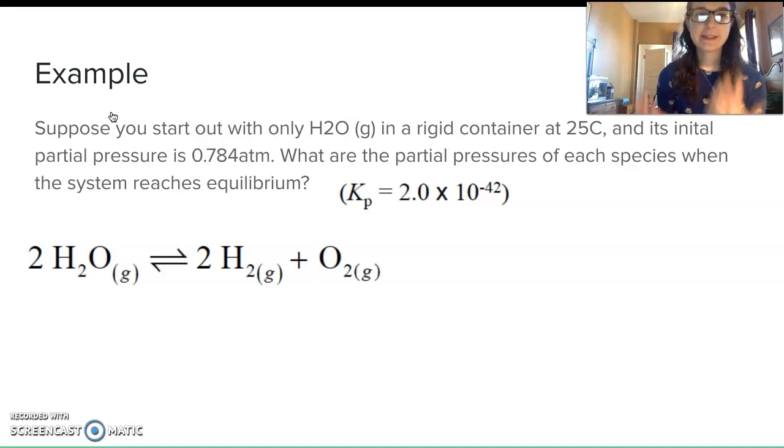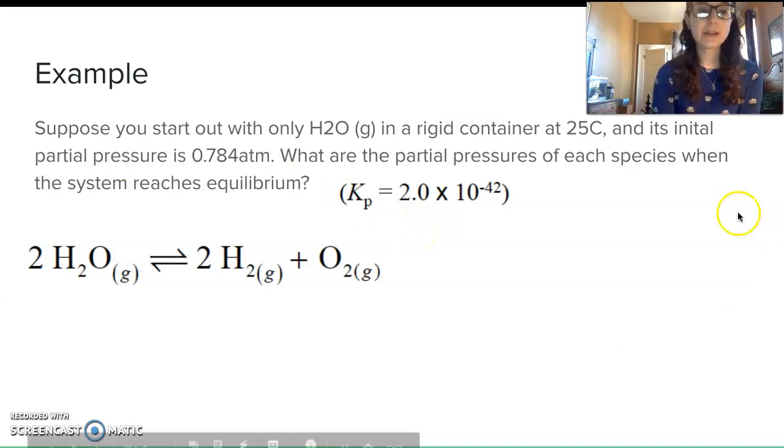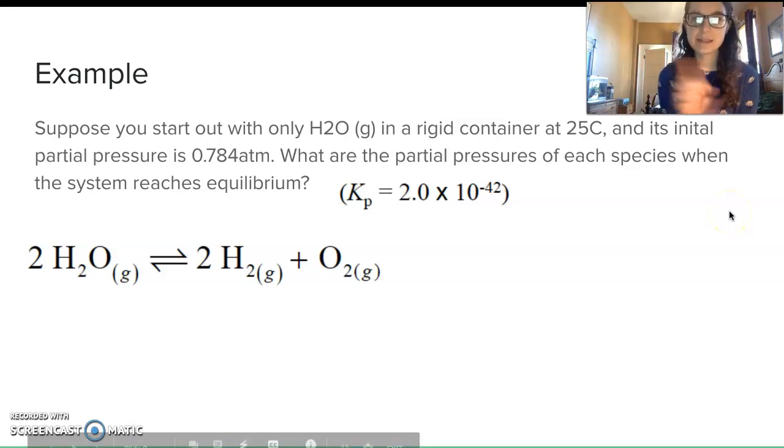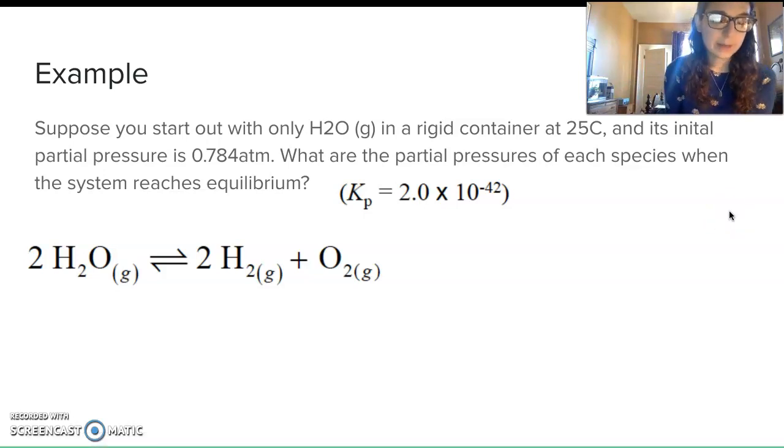So here we have an example. Suppose you start out with only H2O gas in a rigid container at 25 degrees Celsius, and its initial pressure is 0.784 atmospheres. What are the partial pressures of each species when the system reaches equilibrium? We've been given an equilibrium constant Kp equals 2 times 10 to the negative 42, and a balanced chemical equation, 2H2O gas yields 2H2 plus O2, and that is a reversible reaction, goes both directions, and at equilibrium, they occur at equal rates.